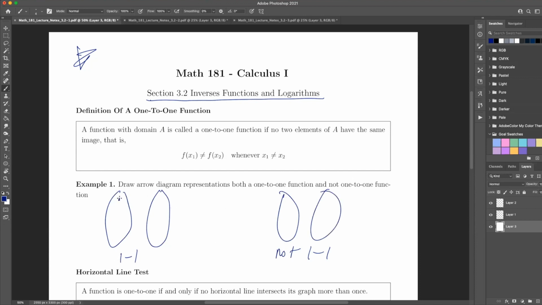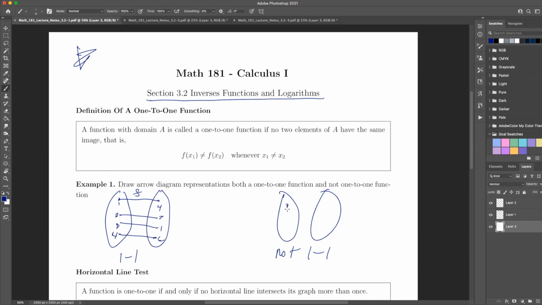All right, so here's a function that sends one element to one. So we'll say 1 to 4, 2 will go to 7, 8 will go to 1, and 4 goes to 6. And so each input has a unique output.